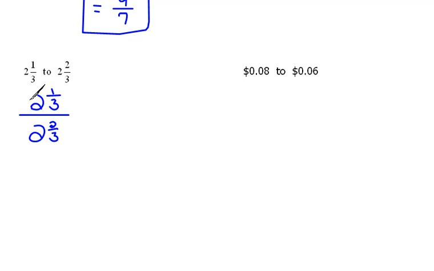Now again, we don't like working with the mixed numbers, so let's rewrite this using the improper fractions. So 3 times 2 would be 6, plus 1 would be 7, so that would be 7/3 on top. And on bottom, 3 times 2 would be 6, plus 2 is 8 over 3. Now remember, this really and truly means 7/3 divided by 8/3, because this is nothing more than a division problem.